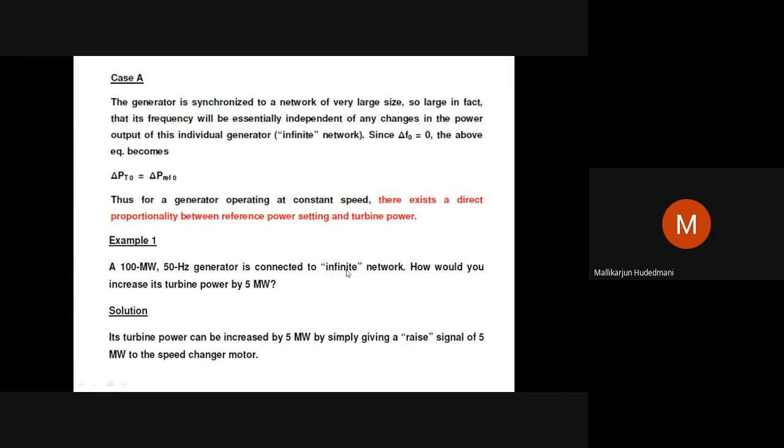It may be the other way also. When you are in the infinite network, you decide to decrease a certain generator's power by 5 megawatts. You want to decrease it. Then what should you do? Give a lower command, a fall command of whatever megawatts you want, to that motor. It means the speed changing motor. What you request as a speed changer is directly implemented at the turbine. That's the meaning of infinite bus integration.